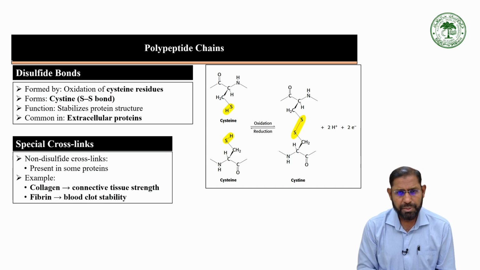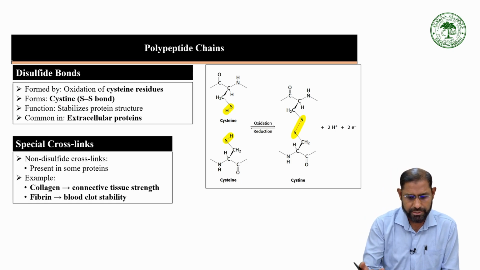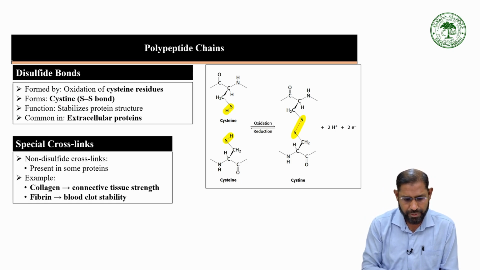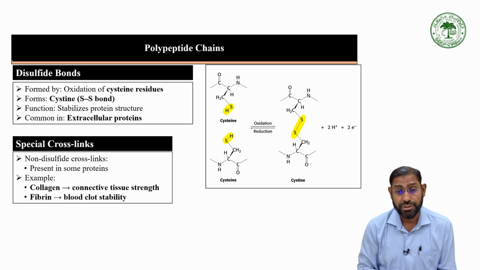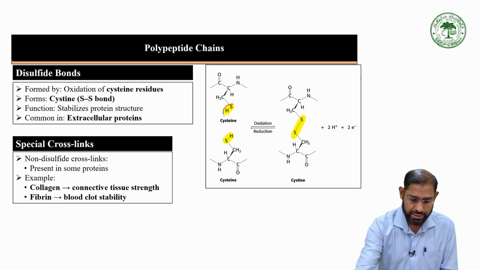Then there is a very unique amino acid called cysteine, and it forms the disulfide bond, the S-S bond. What happens in this case? It stabilizes the protein structure. That's why they have disulfide bonds. This is cysteine 1 with an SH group and cysteine 2 with an SH group.